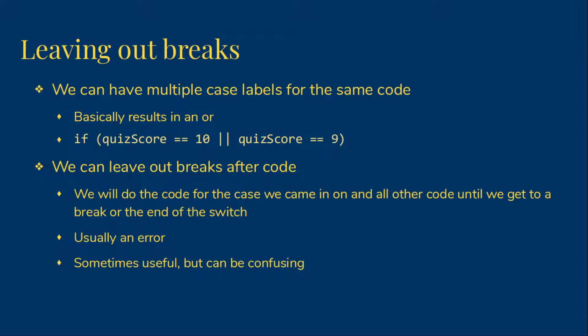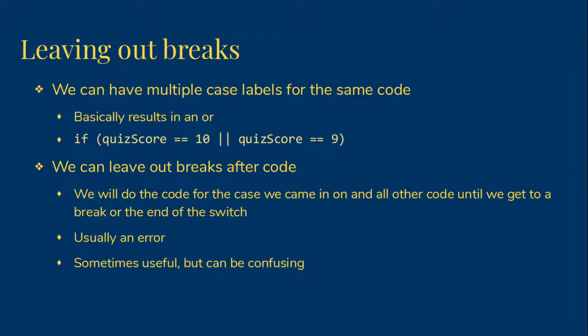This will result in doing all of the code for the case that matched, plus all code that follows until we get to either a break or the end of the switch. This is usually going to be an error. It's going to just have been a mistake. You accidentally left out the break. If you've got a switch and you're getting weird results, the culprit is often that missing break.